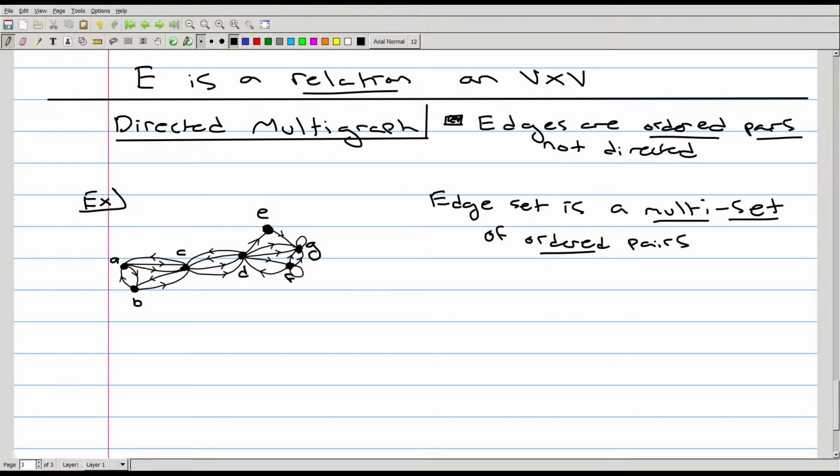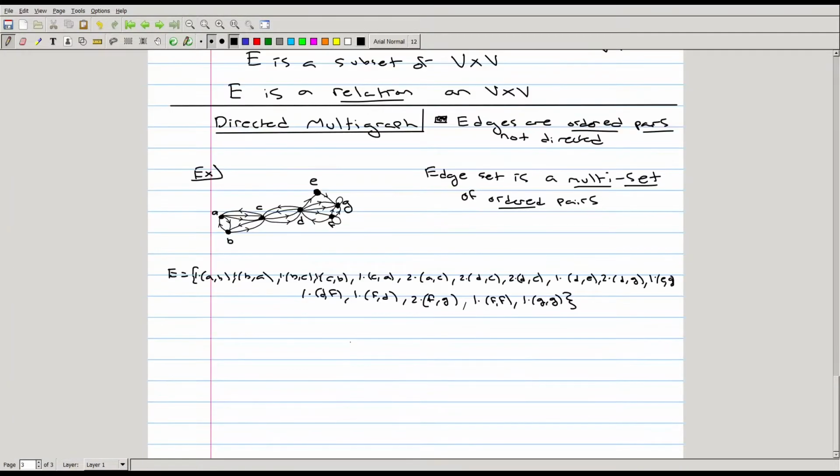So the idea then is that for a directed multigraph, like we've just drawn here, the edge set is going to be the following. In general, it's a multi-set of ordered pairs, and the edge set looks like this. It's a multi-set of ordered pairs, so each of these ordered pairs has a certain cardinality, and you see that. You have two AC edges, so two edges from A to C, but only one edge from C to A.